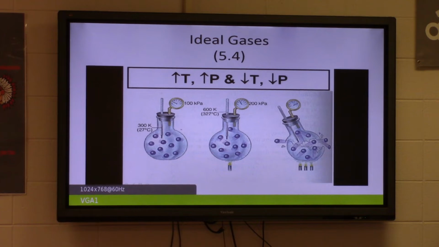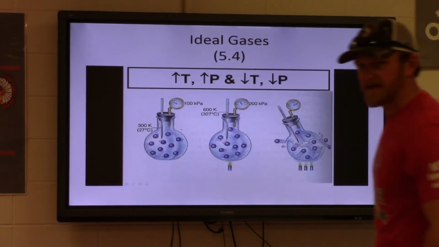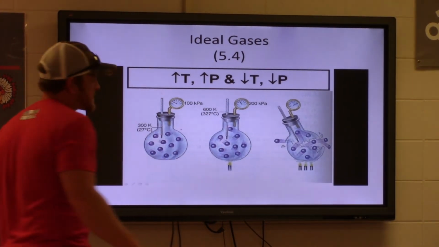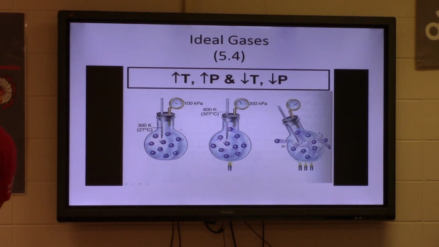Alright, so with ideal gases, we have an equation that we talked about, and it will be PV equals nRT, better known as the ideal gas equation. Pressure times volume is equal to the number of moles times the gas constant times temperature. Now you see here on this first picture, as temperature goes up, pressure goes up. As temperature goes down, pressure goes down.